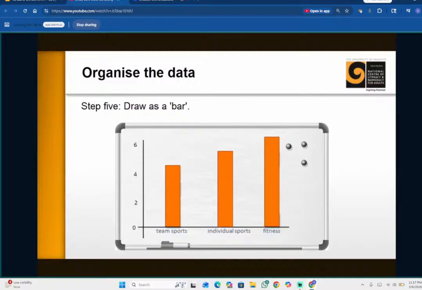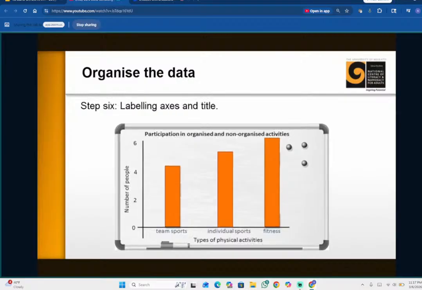The best way to do this is to outline the post-its with a whiteboard marker and then remove the post-its. Now for the final stage, step 6, labeling the axes and the title. You're going to ask the learners, now that we've got our team sports, individual sports and fitness, the categories, and our numbers on the side, what more can we add to this graph to make it meaningful? And so we might want a title, for example.